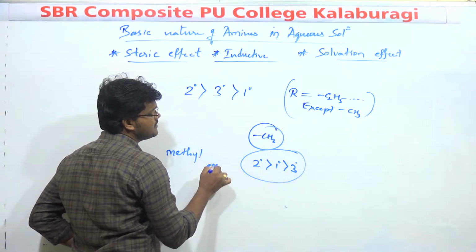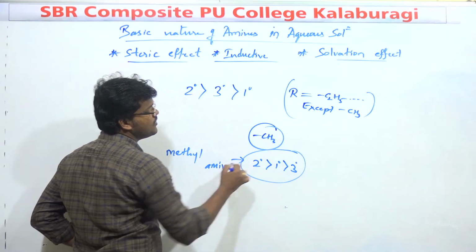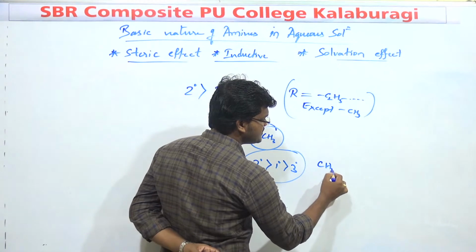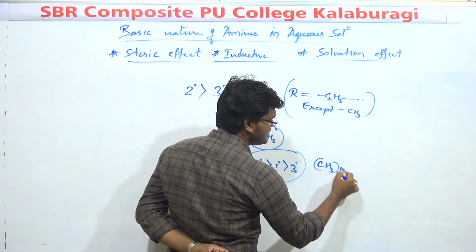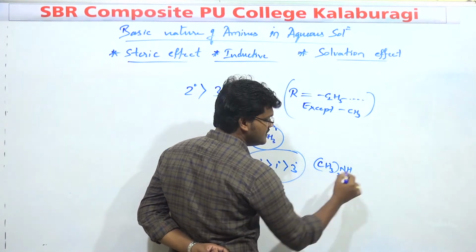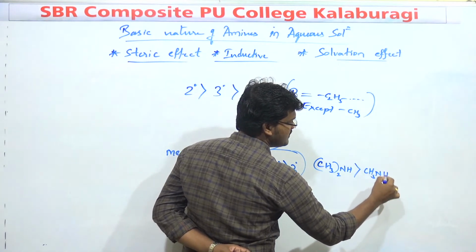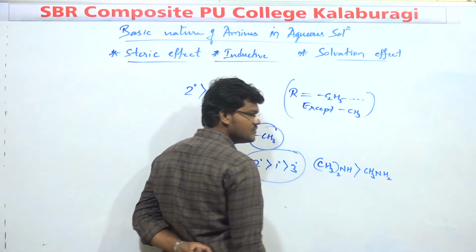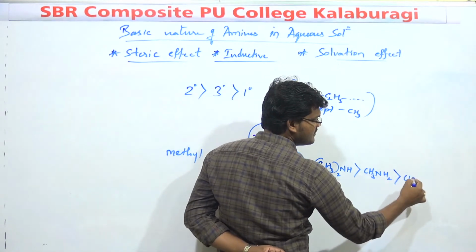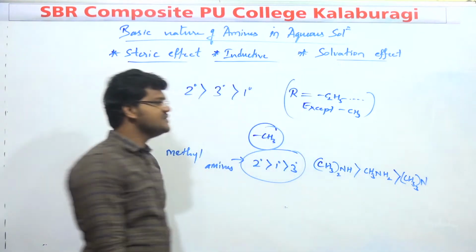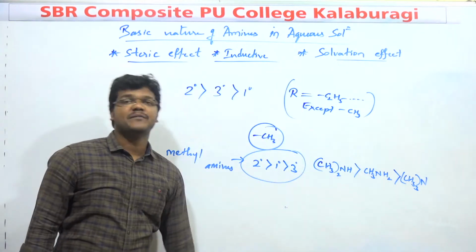Methylamines. The order for methylamines is (CH3)2NH > CH3NH2 > (CH3)3N. This is for methylamines.